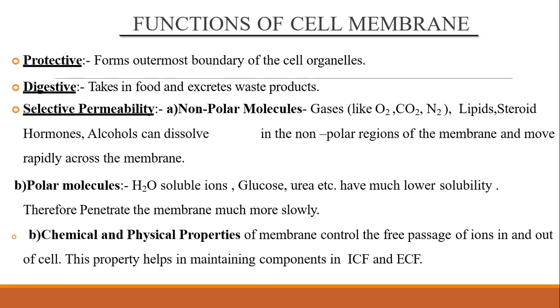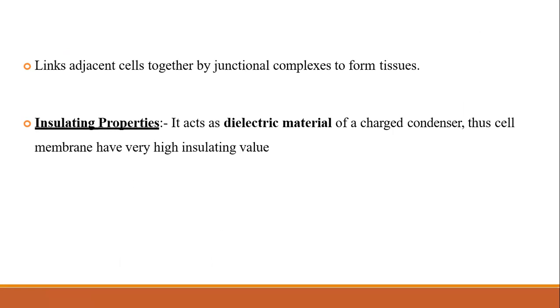Then come the chemical and physical properties of the membrane, which control the free passage of the ions in and out of the cell. So this property helps in maintaining the components in ICF and ECF. Then come the insulating properties. It has a dielectric property like a charged condenser. Thus the cell membrane has a very high insulating value. And that's why it can control the temperature of our body.